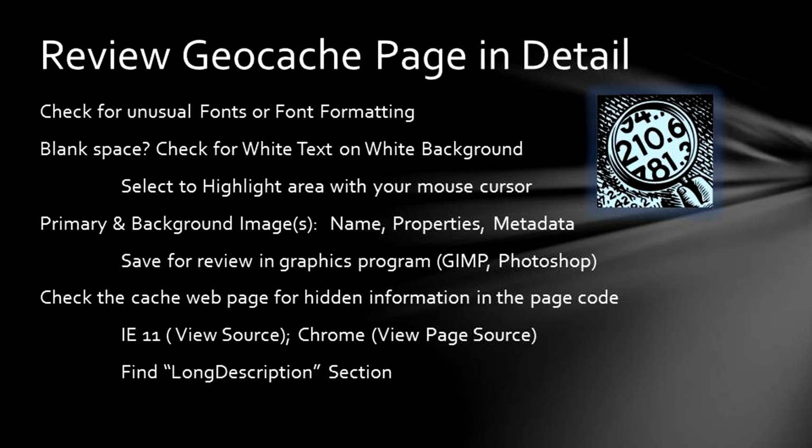Sometimes the information is written within the web page code. In Internet Explorer, right-click on the cache page, then click View Source. In Google Chrome, right-click on the cache page, then click View Page Source. Both methods will bring up a window revealing the page's source code. Conduct a find search for the term long description. In this section, you'll find information entered by the cache owner.